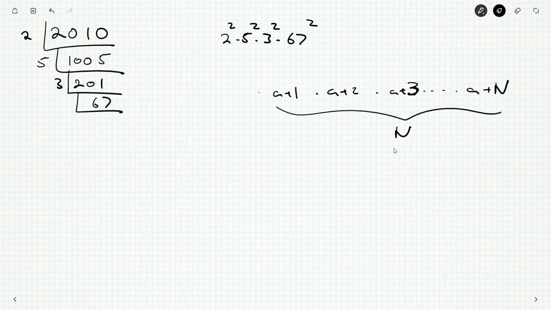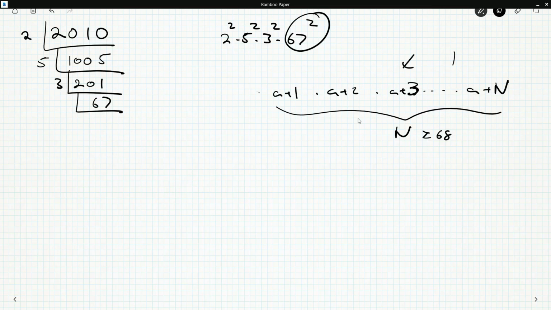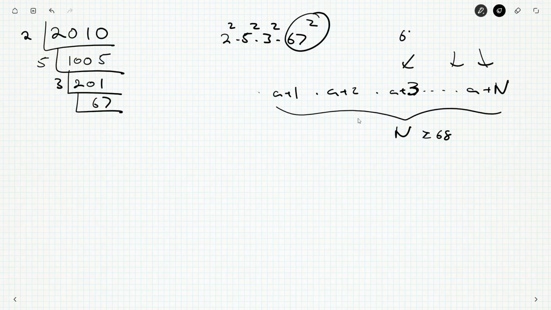But I can't easily get two factors of 67. I can get one of them just fine, just correctly choose a so that one of these numbers in here is a multiple of 67. But I either get 2 different multiples of 67 to get 2 factors, which means that these numbers are going to have to be a distance 67 apart, which means n has to be at least 68. And you'll notice that none of these answers are 68. Either that or one of these numbers in here has to have a factor of 67 squared. So that's a good starting point.